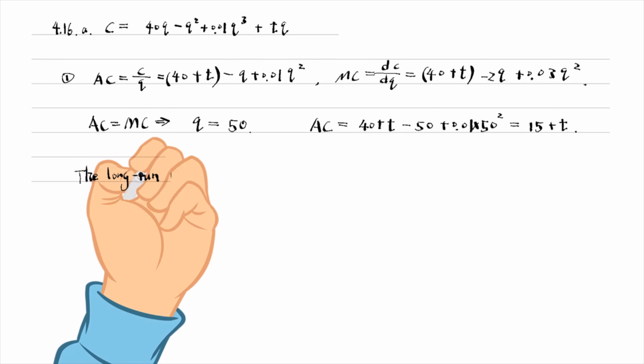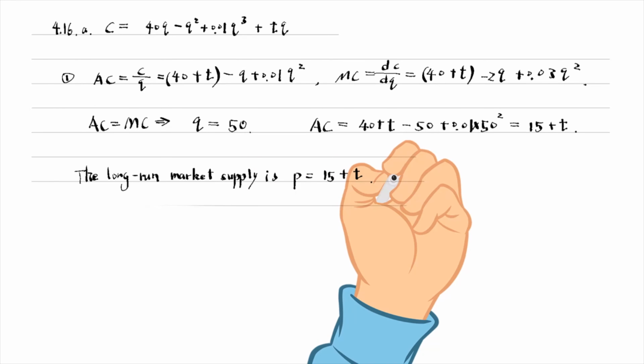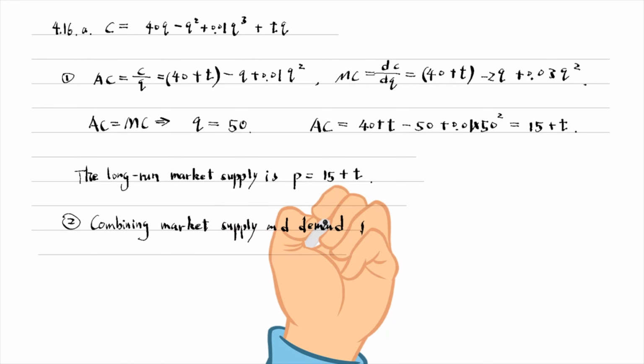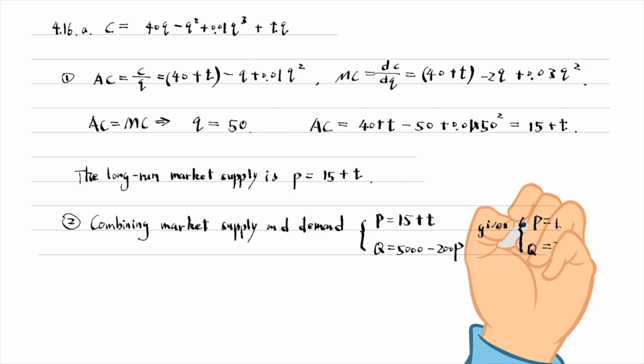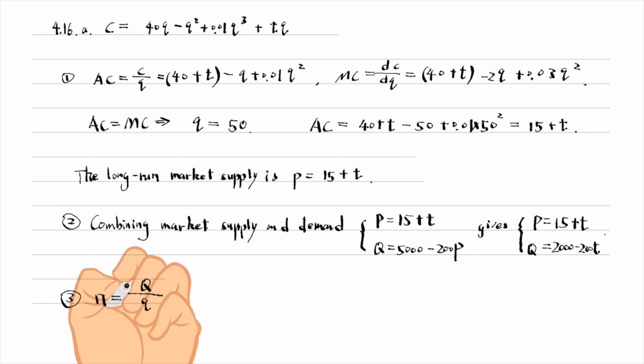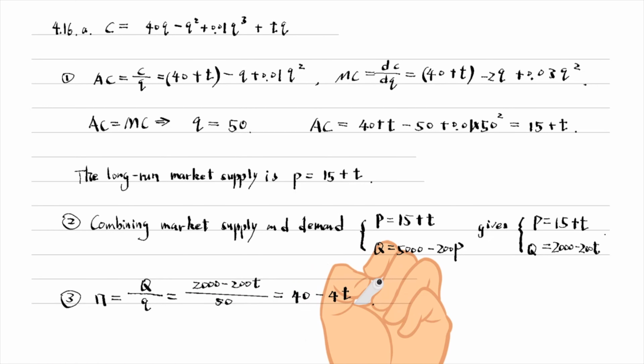The long-run market supply curve is horizontal at the firm's minimum long-run average cost. In the second step, combining the market supply and demand functions gives the market equilibrium price and quantity. Finally, we calculate the number of competitive firms that can support the market. They are all functions of the specific tax T.